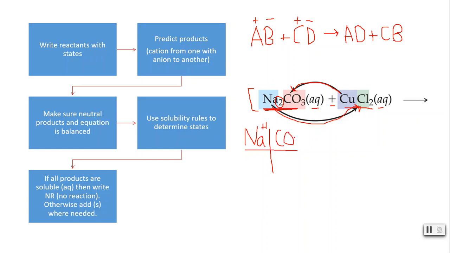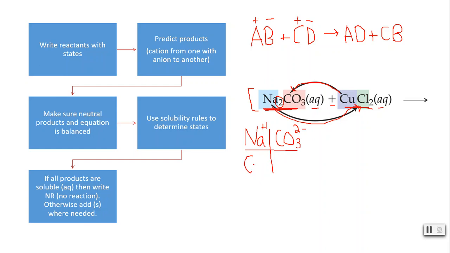The anion is carbonate. It's one of those groupies that you had to memorize, CO3. The 3 is part of the groupie, it comes along for the ride. Carbonate has a negative 2 charge. So that is the cation and anion for sodium carbonate. Now let's go to our second species, copper 2 chloride, and write down its cation and anion.